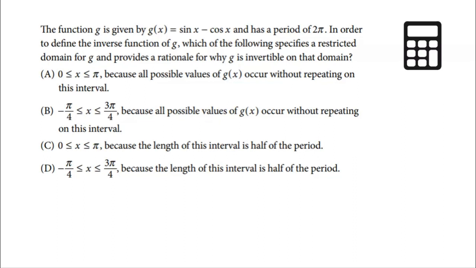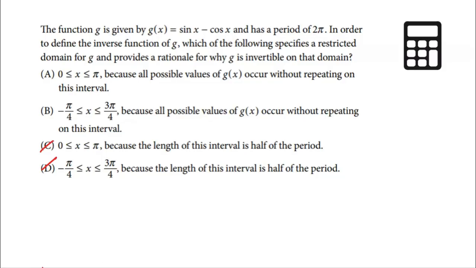So I can immediately think that the answer is going to be A or B, just because the rationale for C and D about half the period, that's just not correct. It's all about stopping repeating values from occurring on that interval. So now I got to figure out what the interval is that's going to be correct. So what I'd recommend doing is graphing it.